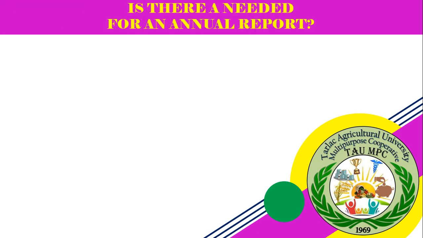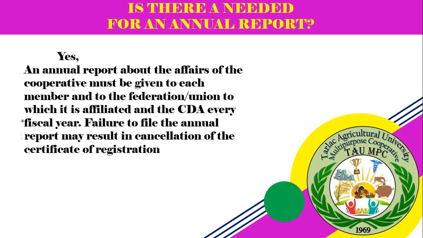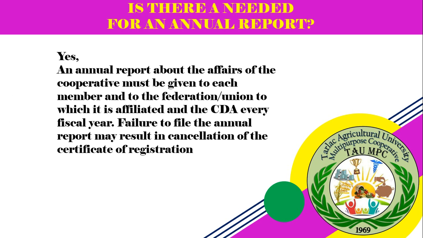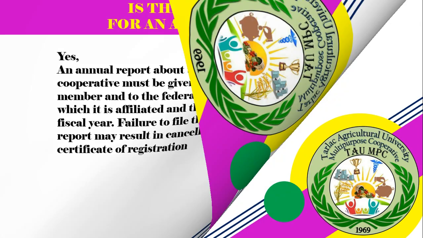Is there a need for an annual report? Yes. An annual report about the affairs of the cooperative must be given to each member, to the federation or union to which it is affiliated, and to the CDA every fiscal year. Failure to file an annual report may result in cancellation of the certificate of registration.